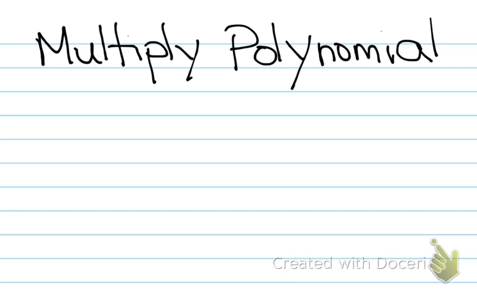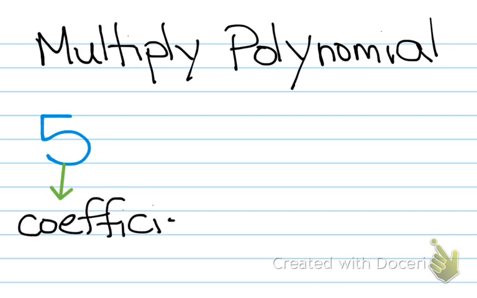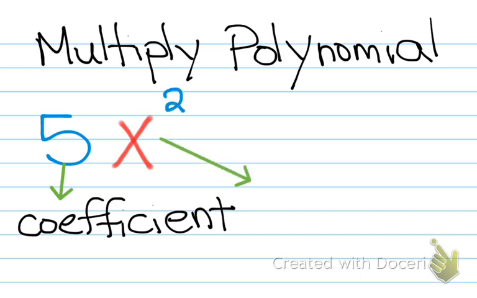So remember that a polynomial has a number. We call this number a coefficient. And right behind the coefficient, there's a variable part. We can use x or a, any variable. And that variable must have a power. Let's use 2. This part is what we call the variable part.